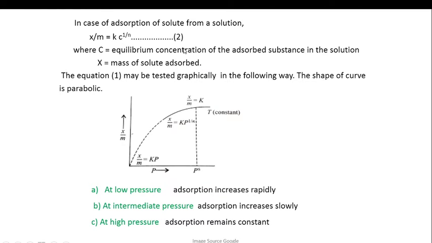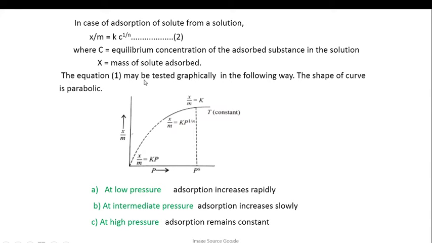In the previous lecture we learned about the acetic acid and charcoal system. Charcoal is the adsorbent and acetic acid is the adsorbate, that is, the solute. The equation for a solute from a solution is x/m = kC^(1/n). Now equation 1 may be tested graphically in the following way. The shape of the curve is approximately parabolic in nature.